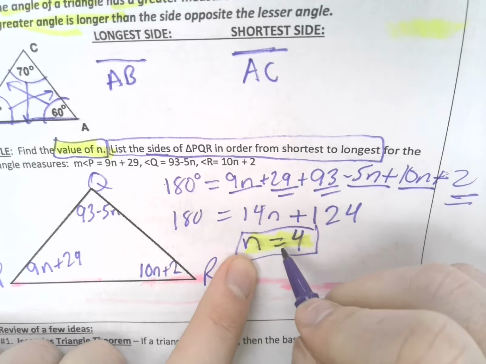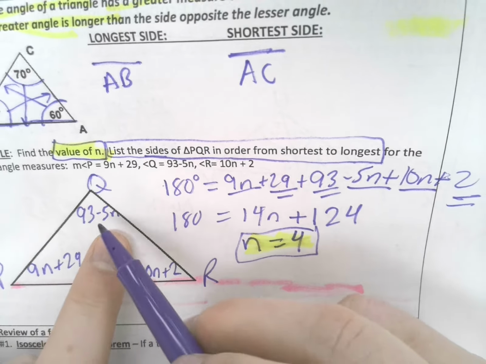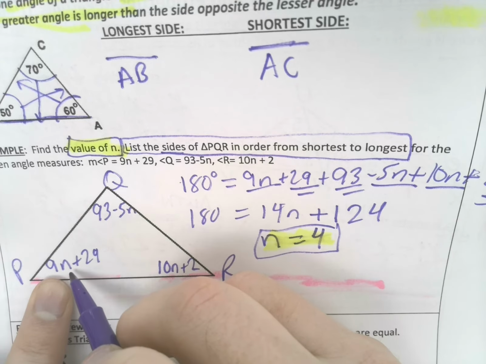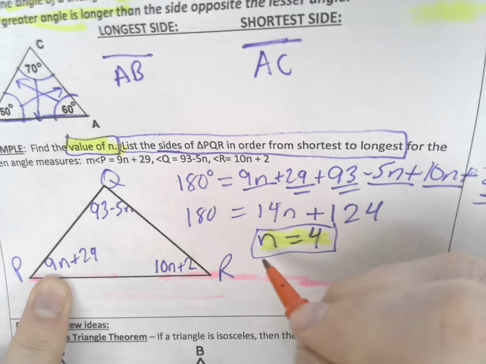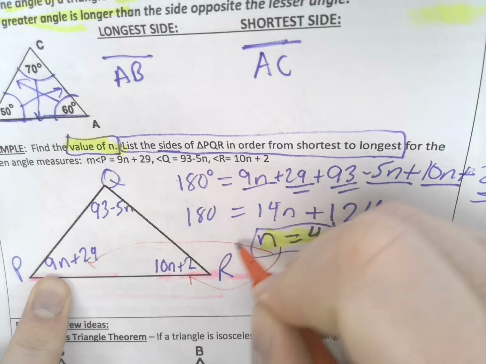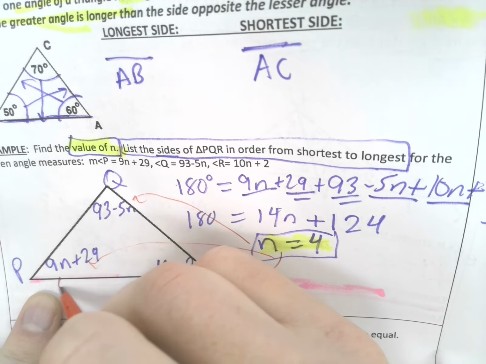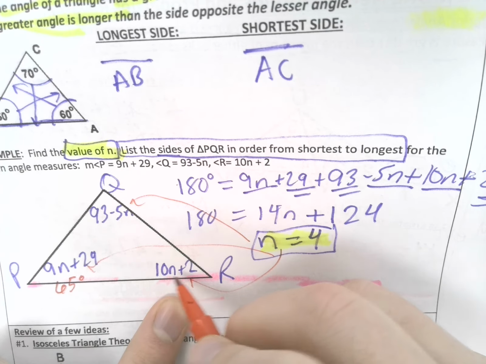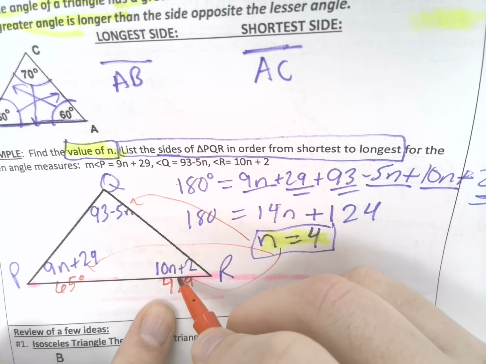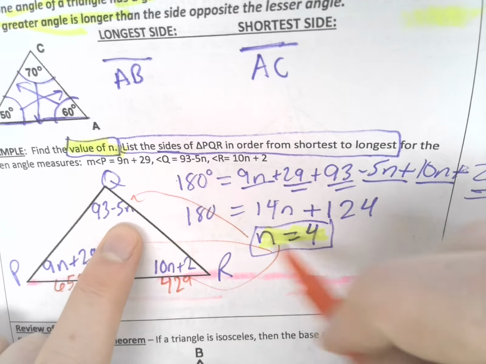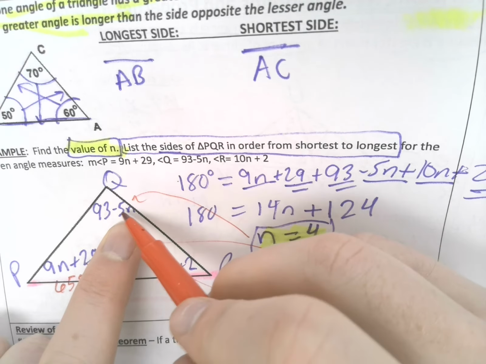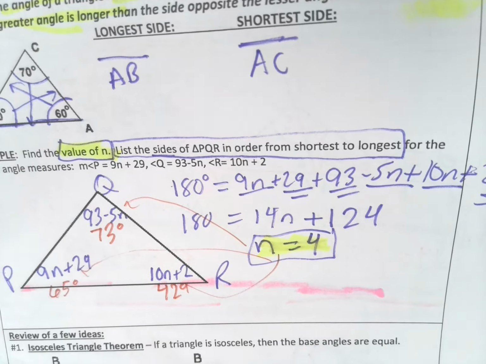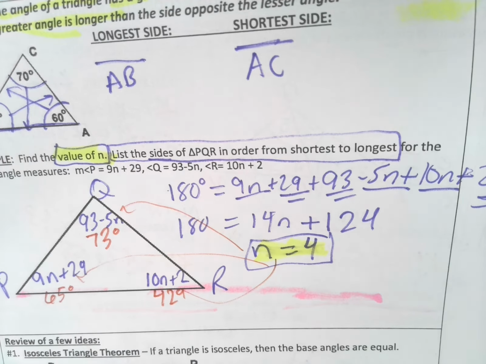Now, we're going to take 4 and plug that back into our 3 sides to find out what we ended up getting. So take 4, plug it into this side, and I believe when you do that, you get 65 degrees. 4 times 10 is 40 plus 2, you get 42 degrees. And then 4 times negative 5 is negative 20. 93 minus 20 would be 73 degrees. So what would we say as far as our sides are concerned?